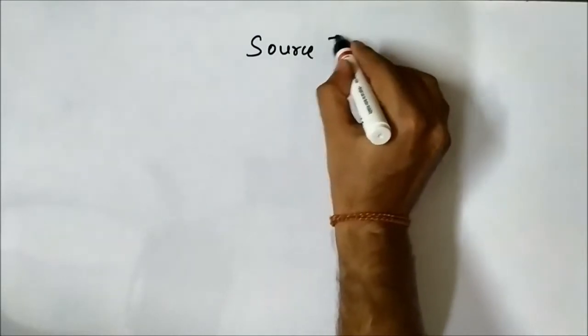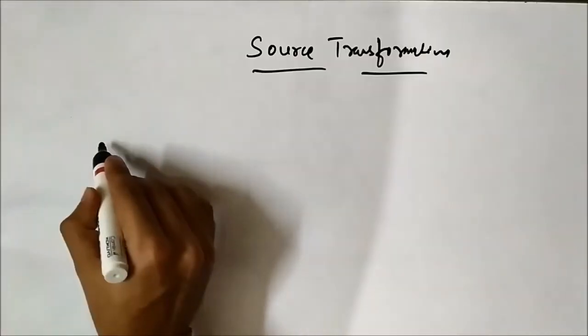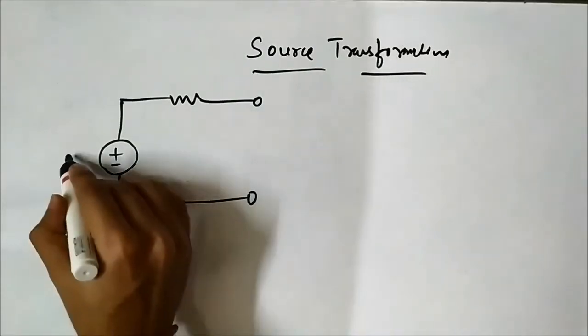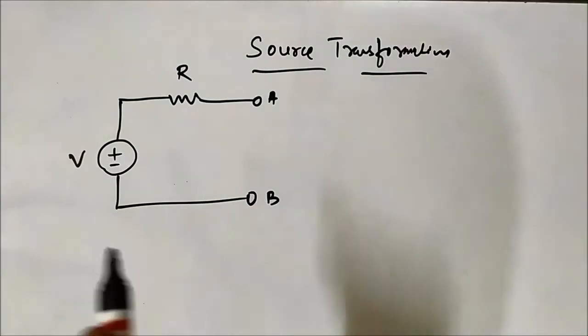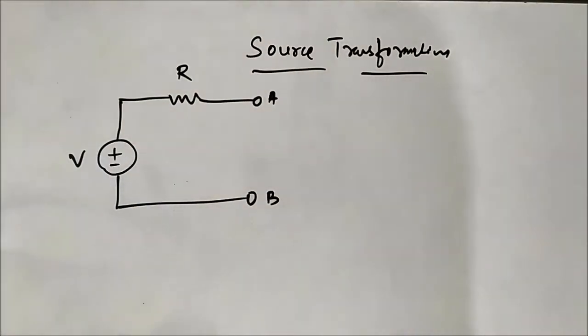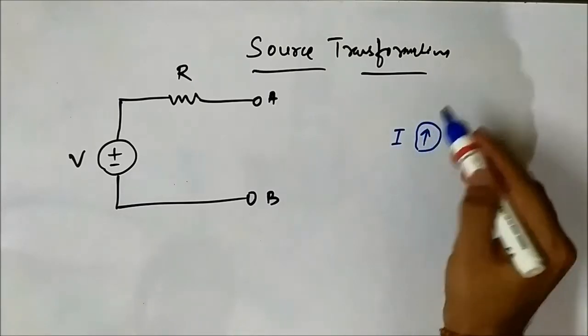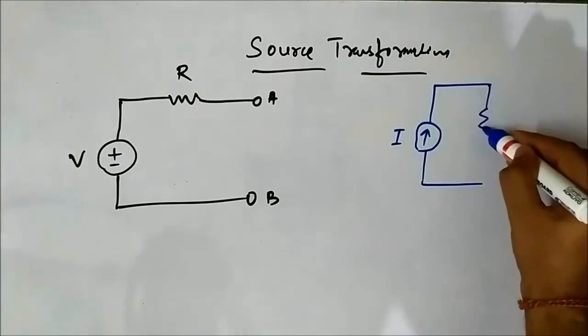Okay, so we already know that there is a circuit analysis rule which is called source transformation. Okay, source transformation. So what basically source transformation is, suppose we have a voltage source and we have a resistor connected in series with it. Okay, this voltage source, this resistor, terminal A and B. Then we can also represent it as a current source with the same resistor connected in parallel.